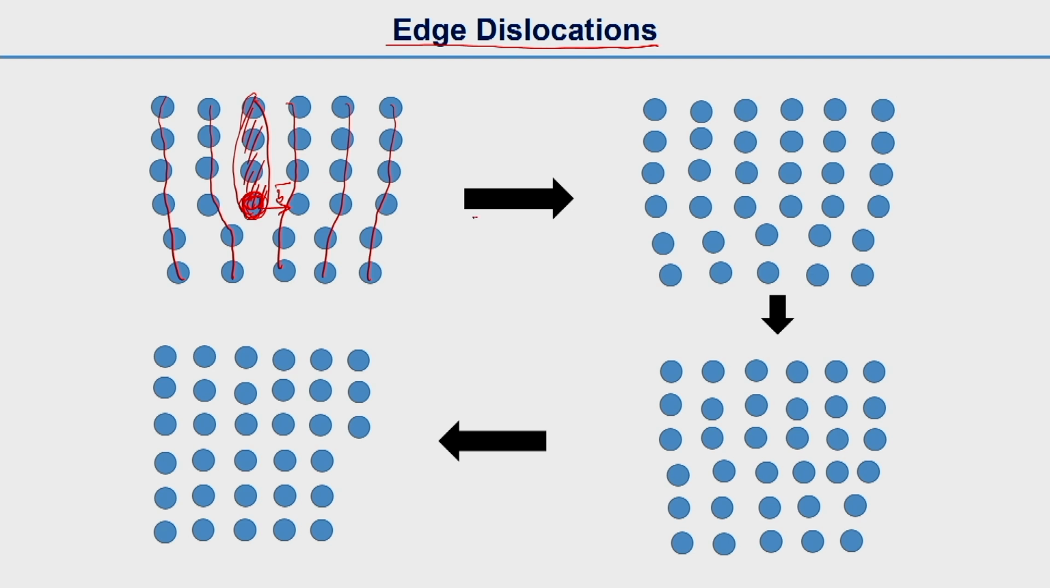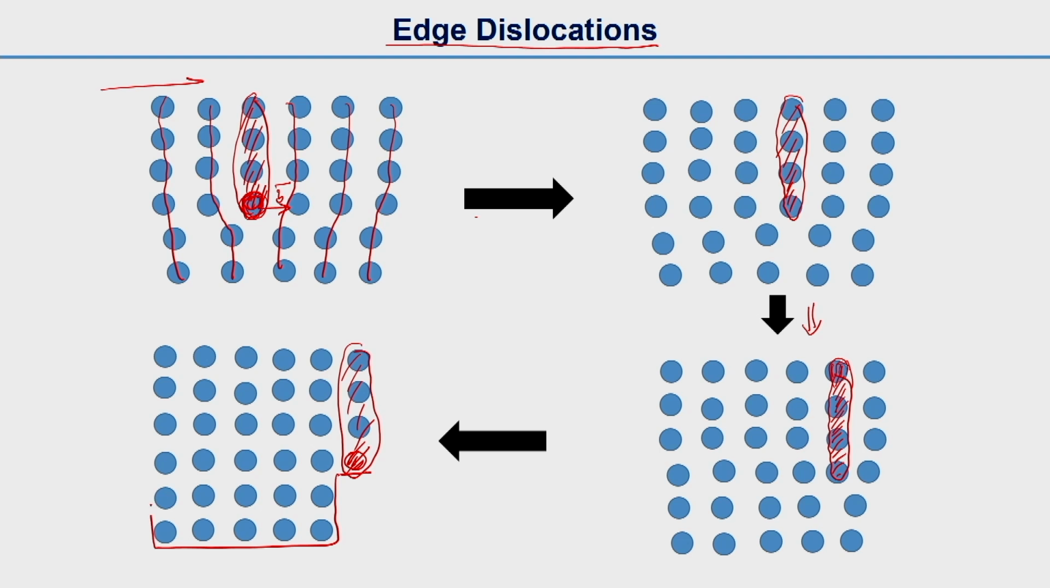If you are shearing the material, so you are exerting some shear force, the extra half plane will shift one atomic distance towards the right. Similarly, if you exert more shearing force, the extra half plane will go further right, and at last it will be out of the crystal. Now there will be a step formation.